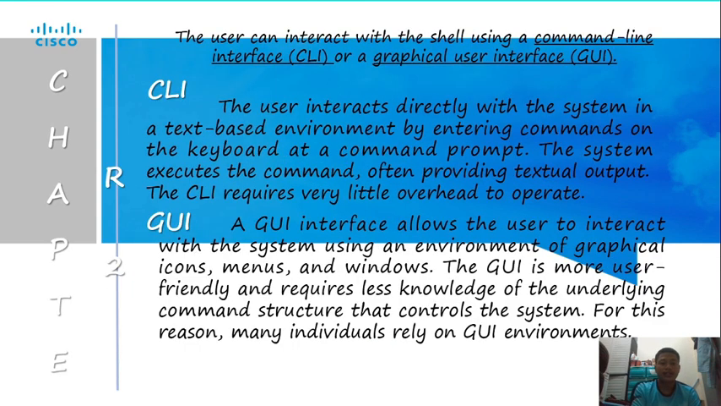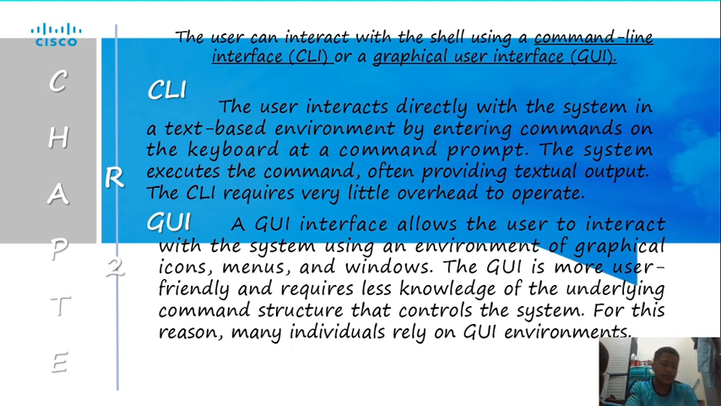Next, the user can interact with the shell using the command line interface, CLI, or graphical user interface, GUI. What is CLI? With CLI, the user interacts directly with the system in a text-based environment by entering commands on the keyboard at a command prompt. The system executes the command, often providing textual output. The CLI requires very little overhead to operate.